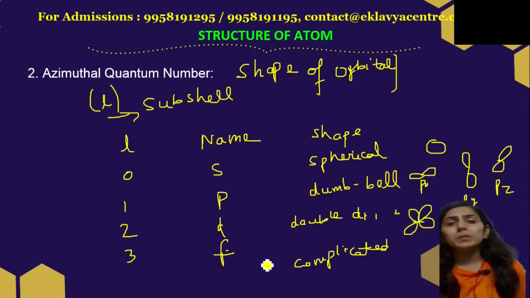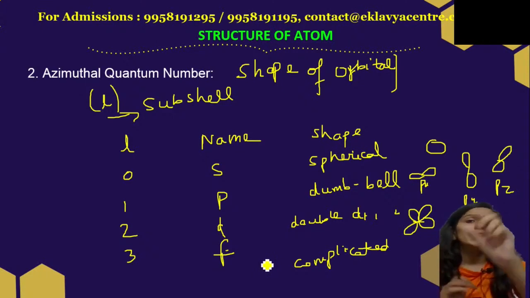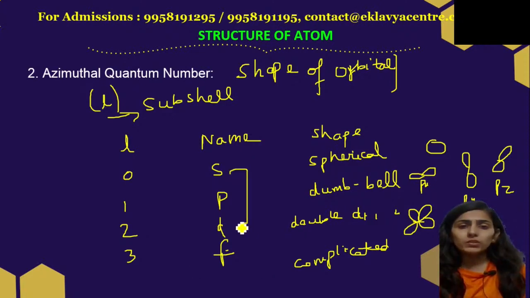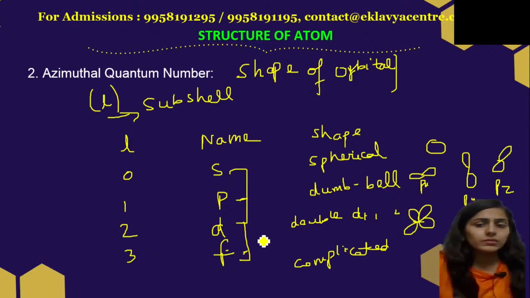But you don't have to remember the shapes. You just have to remember that l equals 0 is the s orbital, 1 is p, 2 is d, 3 is f, and 4 is g. The main three important for you are s, p, d. Even f is also important. s, p, d, f. These four are enough.